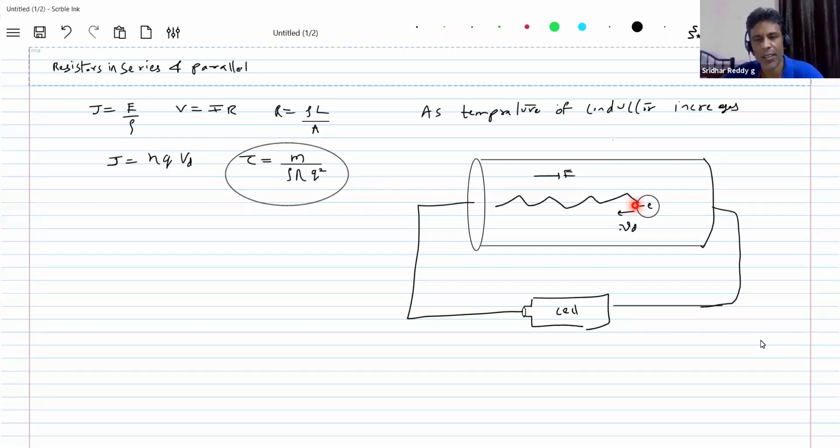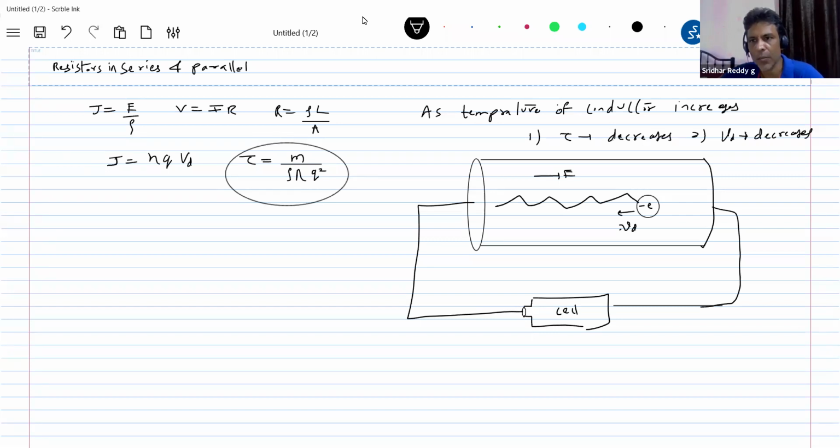So as I raise the temperature, thermal agitation will increase. Due to the increase in thermal agitation, more collisions will occur. Due to more collisions, the relaxation time will decrease. Then if relaxation time decreases, what should happen to the drift speed? The drift speed also is going to decrease. So as the temperature of the conductor increases, what all can we see? First, the relaxation time tau decreases. Second, the drift speed decreases.